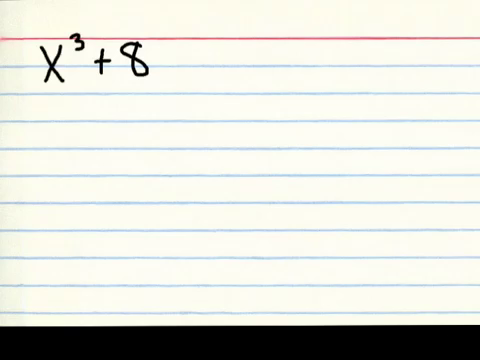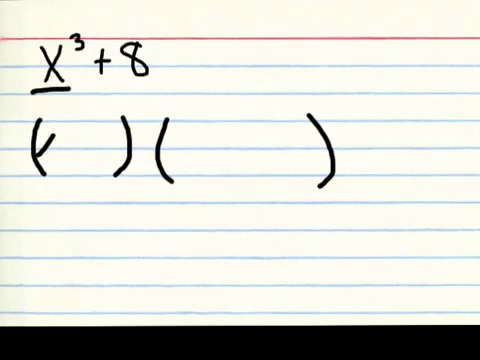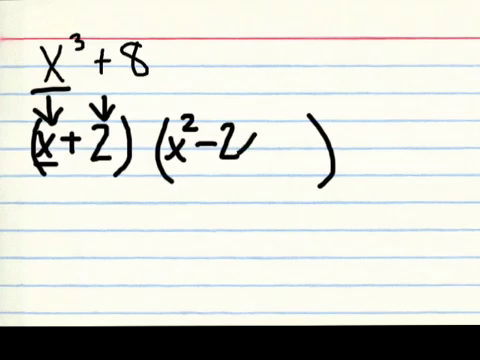We have x cubed plus 8. Take the cubed root of the first number. The cubed root of x cubed is x. Keep the plus. The cubed root of 8 is 2. Now we take the square of this number, which is x squared, minus this number times this number, which is 2x, and then we square the last number, which is 4. So we should have x plus 2 times the quantity of x squared minus 2x plus 4.